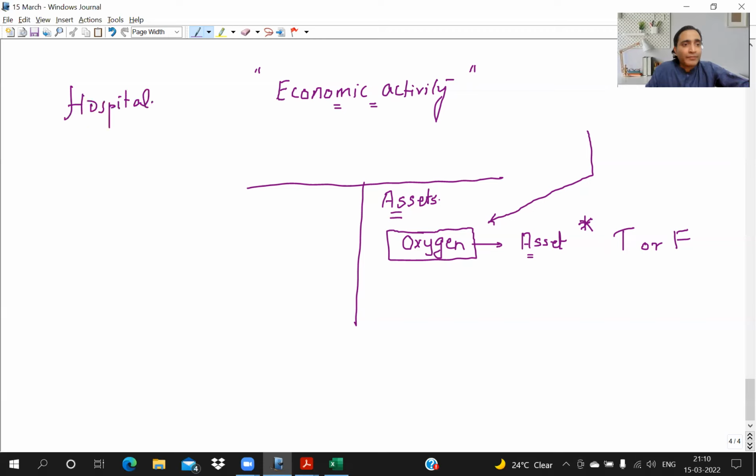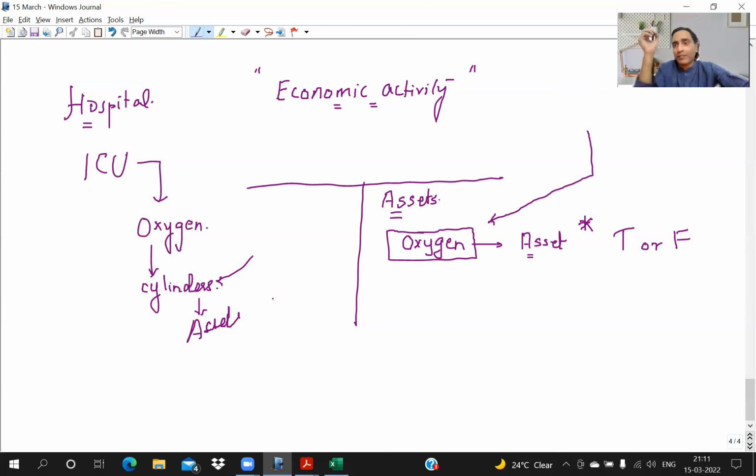Hospitals have intensive care units where there are patients who need emergency attention. They need to be supplied with oxygen, sometimes artificially. So oxygen is provided to those patients who are seriously ill. And how is that provided? Through oxygen cylinders. Yes. These oxygen cylinders are indeed assets. Correct. If you check the balance sheet of the hospitals, you will find inventories of these cylinders.